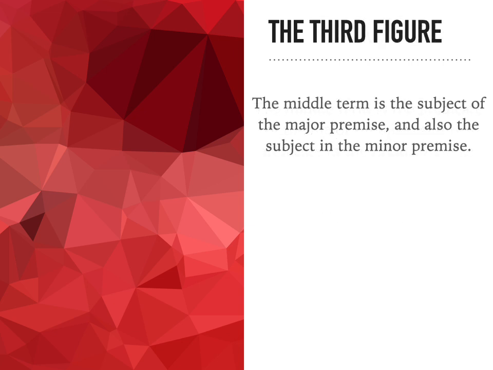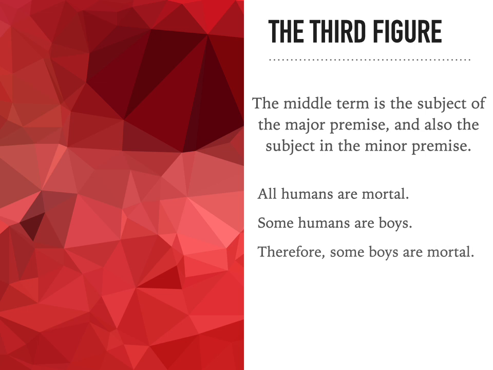In the third figure, the middle term is the subject of the major premise and also the subject of the minor premise. So: all humans are mortal. Some humans are boys, therefore some boys are mortal. We would call this a sub figure, or third figure.